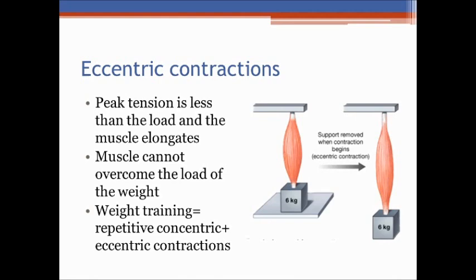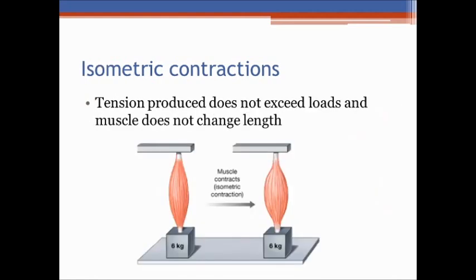With eccentric contractions, the peak tension is less than the load and the muscle elongates. The muscle cannot overcome the load of the weight. So think of this as relaxing the biceps and bringing the weight back down. During weight training, typically you do repetitive concentric and eccentric contractions. In isometric contractions, tension is produced but does not exceed the load and the muscle does not change length. Think of this as just simply flexing. You can hold your muscle like that, but there's not really a load to overcome.